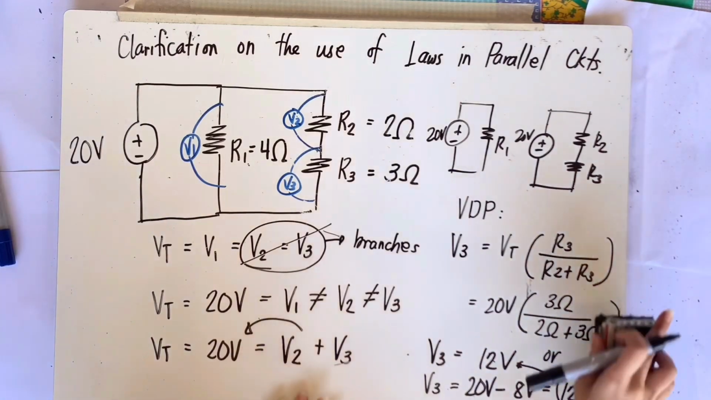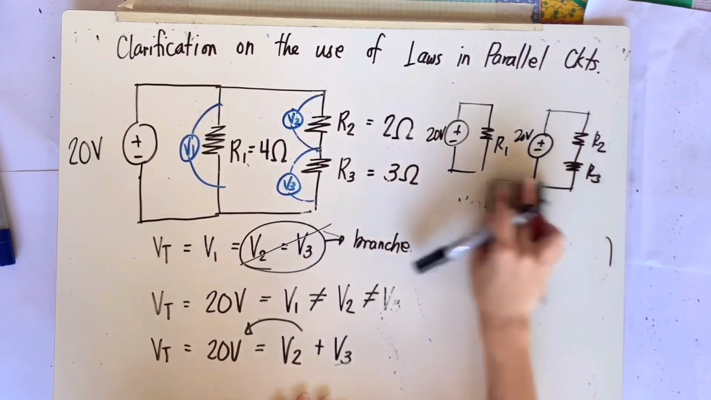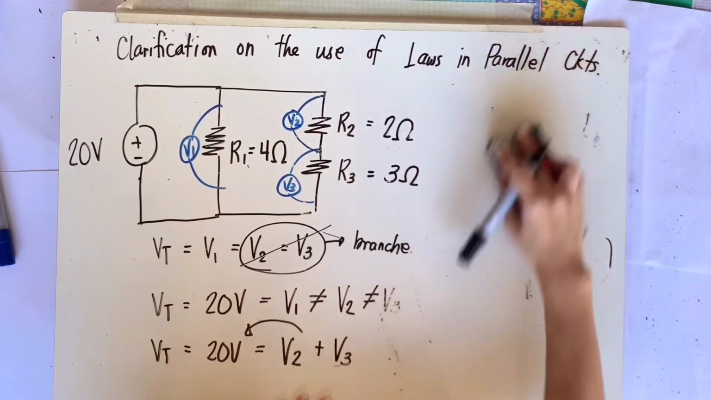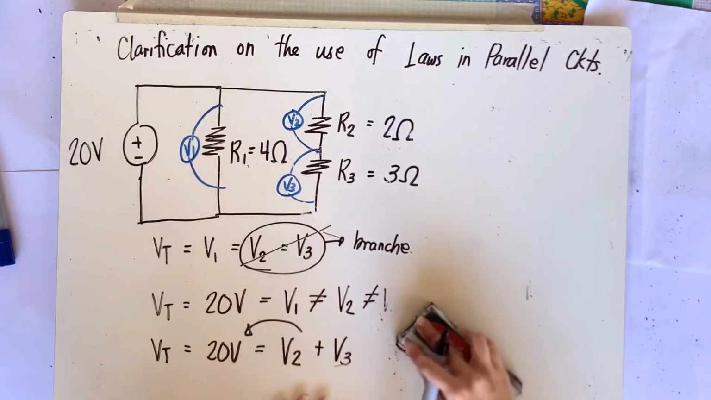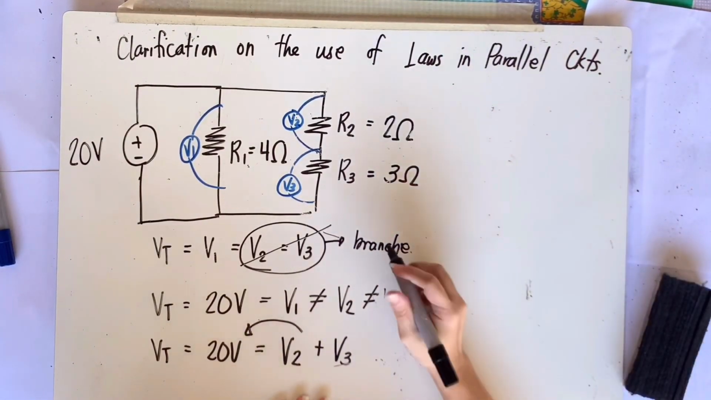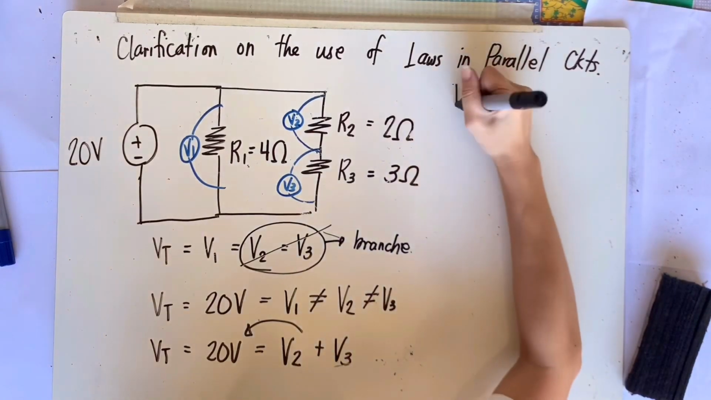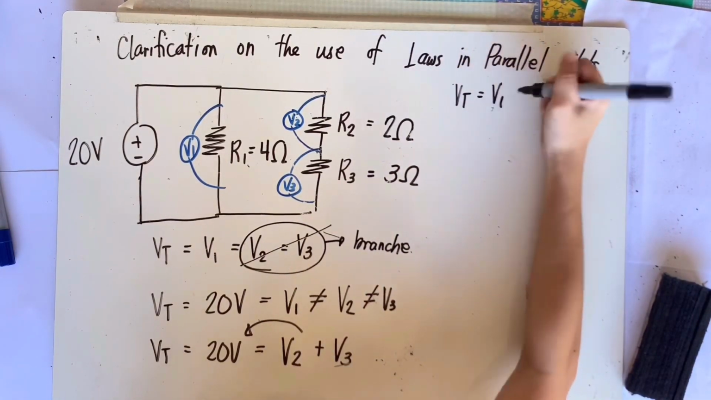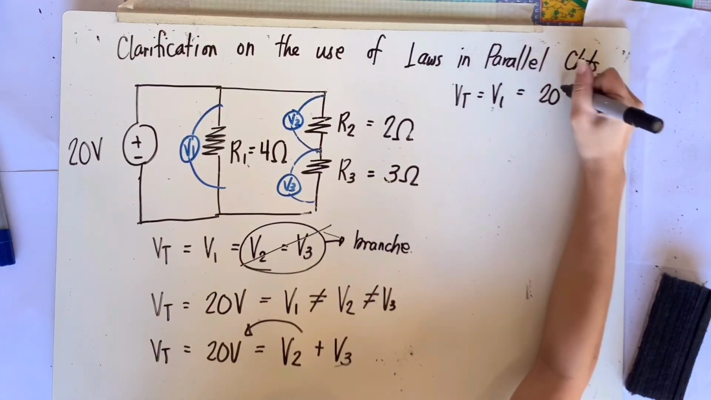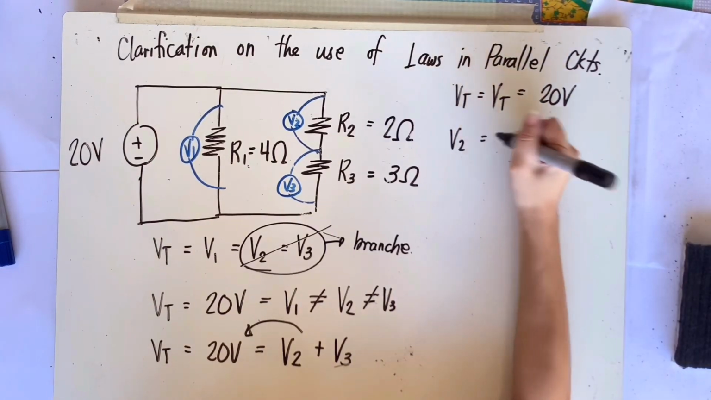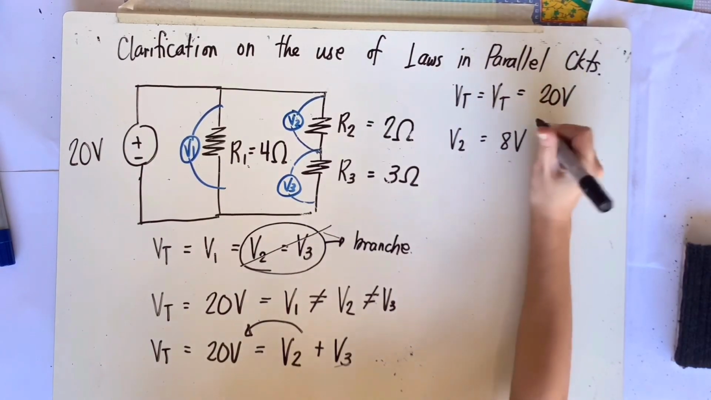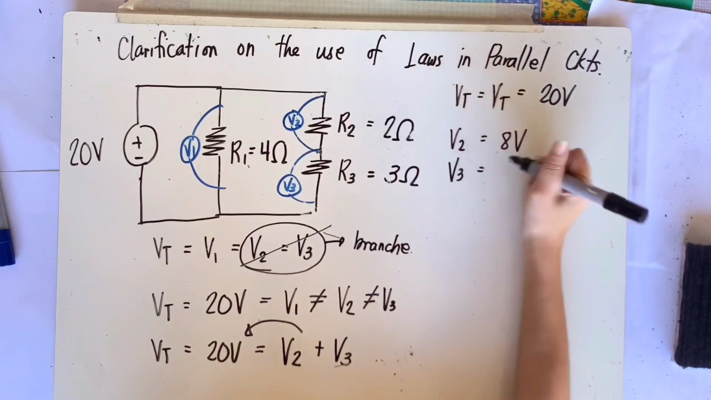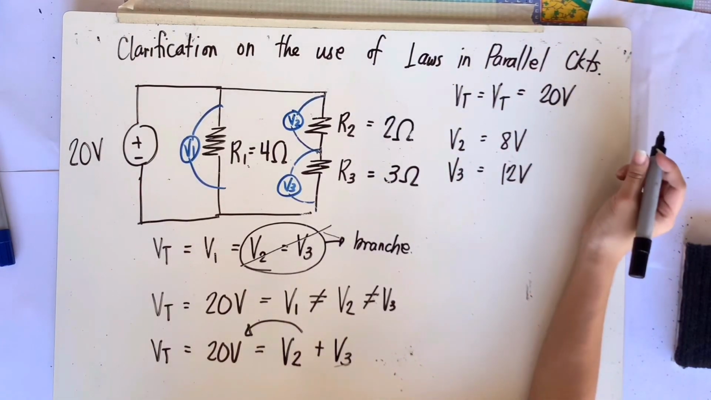Now that we have the voltage drops, let us summarize the values that we have. So before that, let me erase this first. Okay, so to summarize the values, we have VT na, that is 20 volts. And that's equal to V1. And then nakuha natin si V2 which is 8 volts. And then we already have V3 which is 12 volts.